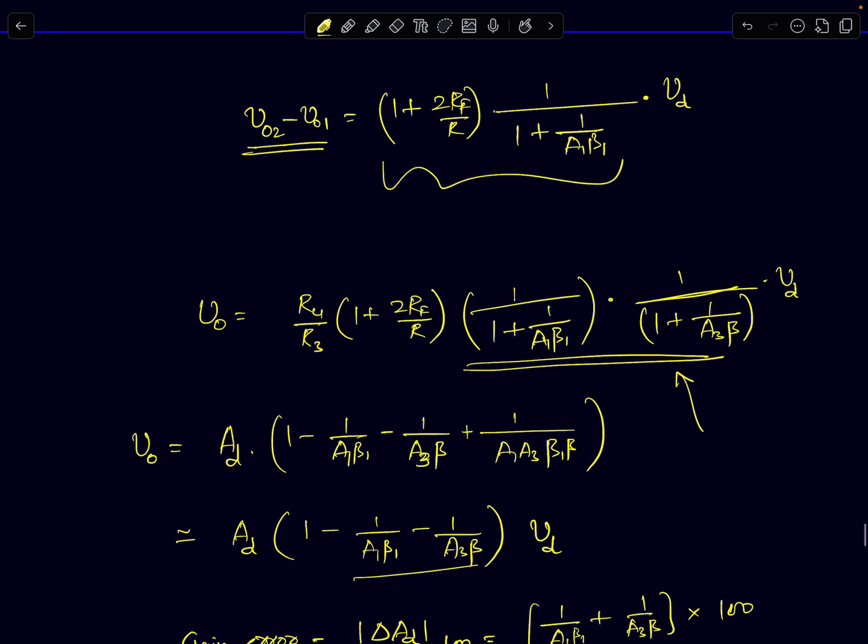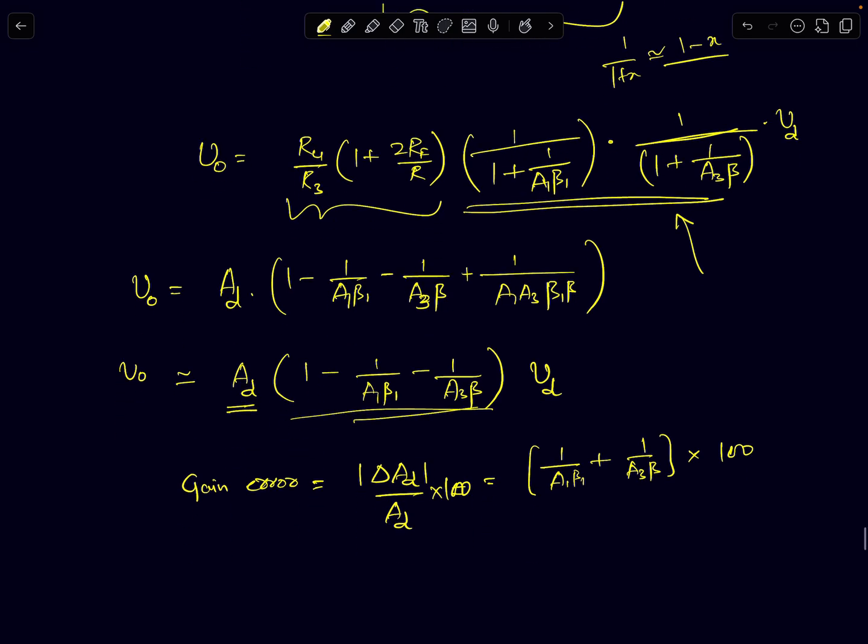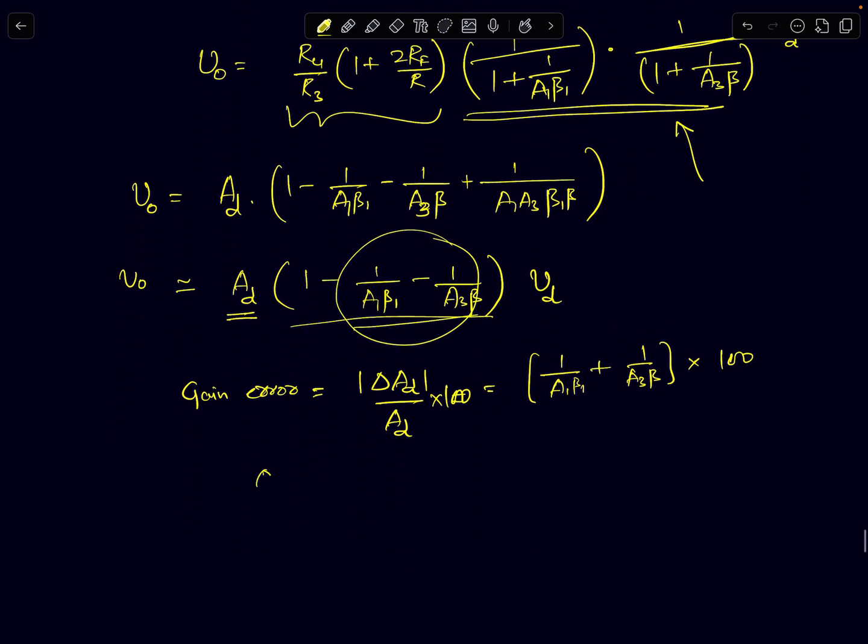You can rearrange the terms here. I can use the approximation 1 by 1 plus x is approximately equal to 1 minus x. From that, you will get an expression like this. Your output voltage will simply be equal to the ideal differential gain, R4 by R3 into 1 plus 2 RF by R, times this term. So this term becomes the gain error. How do we define gain error? Delta AD, the error in gain, divided by AD. You subtract AD out of this and divide by AD, and you will get this expression.